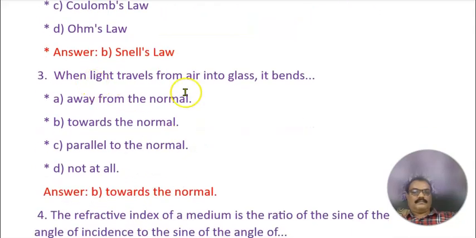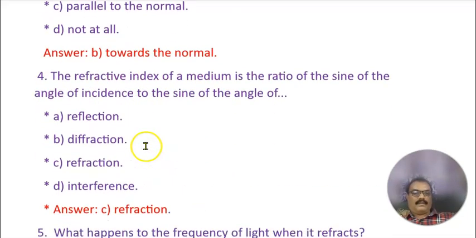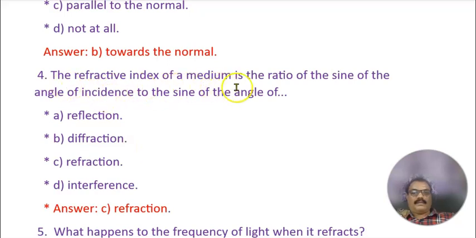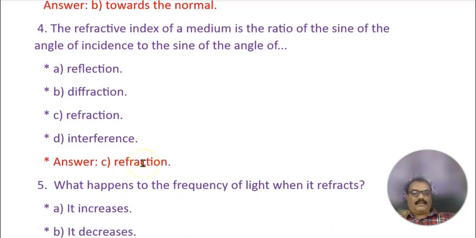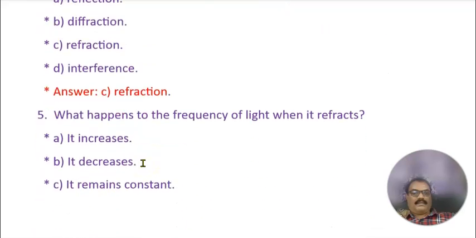3. When light travels from air into glass, it bends: A. Away from the normal. B. Towards the normal. C. Parallel to the normal. D. Not at all. Answer: B, towards the normal. 4. The refractive index of a medium is the ratio of the sine of the angle of incidence to the sine of the angle of: A. Reflection. B. Diffraction. C. Refraction. D. Interference. Answer: C, refraction.